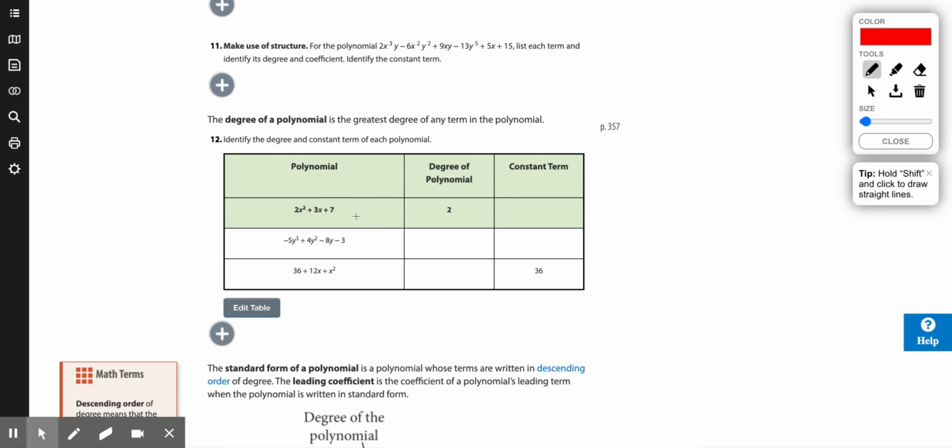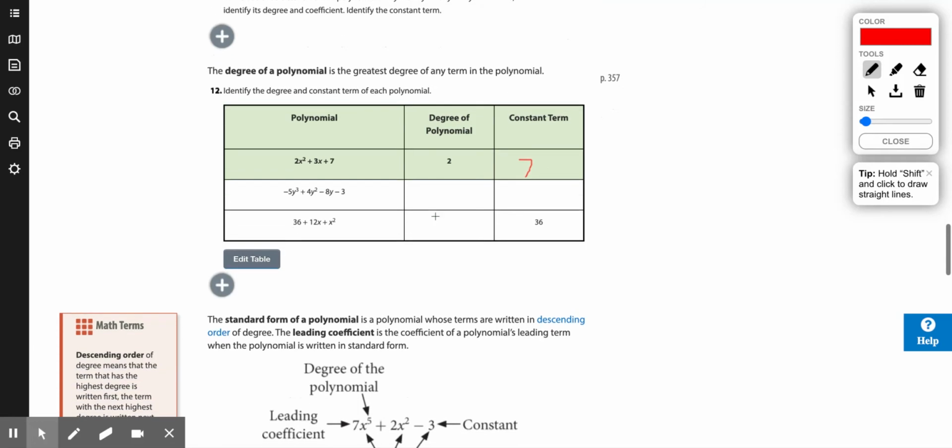So right here, we have 2x squared plus 3x plus 7. The degree is going to be the highest one, which is 2. The constant is 7. That's just a number by itself. We have negative 5y cubed plus 4y squared minus 8y minus 3. The degree is the highest one, which is 3. And the constant is negative 3. That's a number by itself. 36 plus 12x plus x squared. The degree is 2. And the constant is 36.